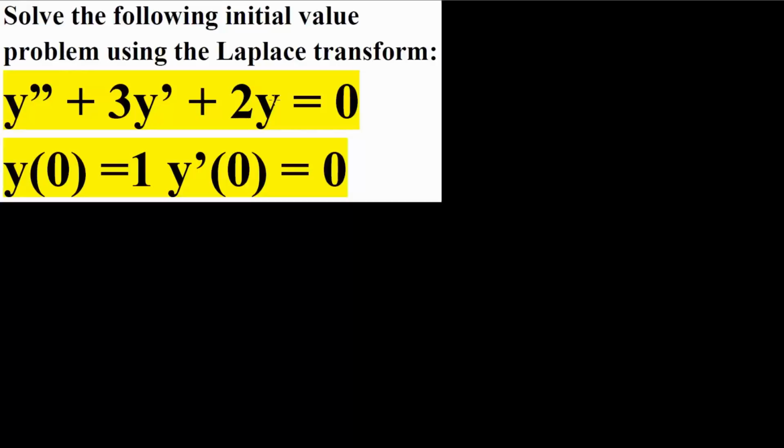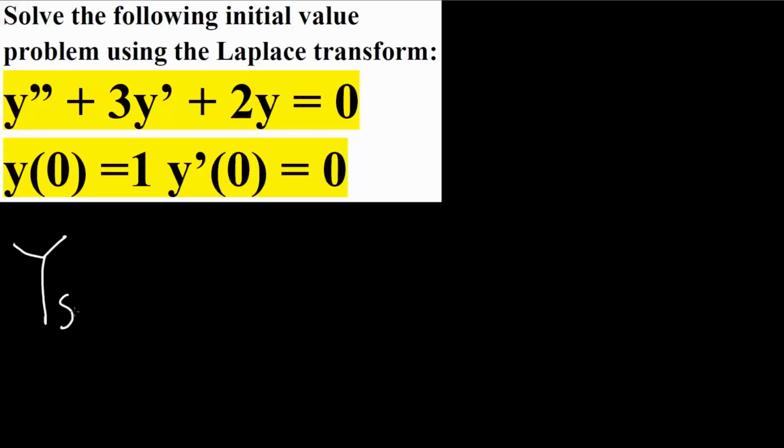Okay, in this video, we want to solve the following initial value problem using the Laplace transform. This is one video. In the next video, I'll solve it in a more traditional way. And so we have y double prime plus 3y prime plus 2y is equal to 0, where y(0) is equal to 1, and y prime(0) is equal to 0. And so this method I'm going to do is actually a shortcut. You probably won't see it in your classroom, but it's pretty quick.